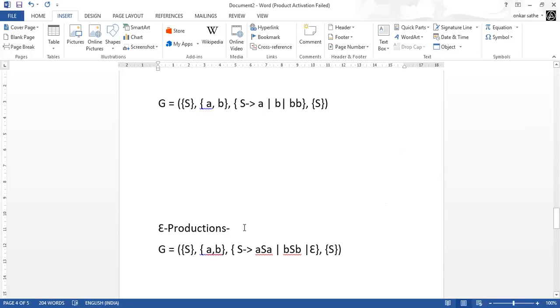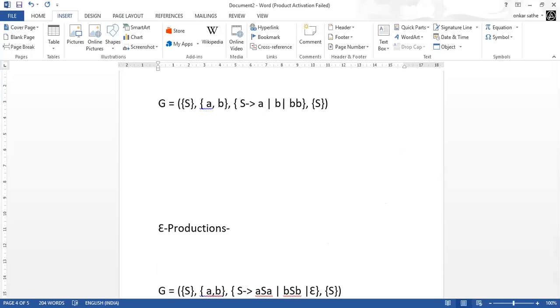Now the last part is elimination of epsilon productions. The productions of the form A gives epsilon are called epsilon productions. Now if epsilon is in the context-free language for the given context-free grammar, then we cannot eliminate all the epsilon productions from that grammar. But if epsilon is not a part of that language, then we can remove the epsilon productions. The epsilon elimination method is based on nullable non-terminals.